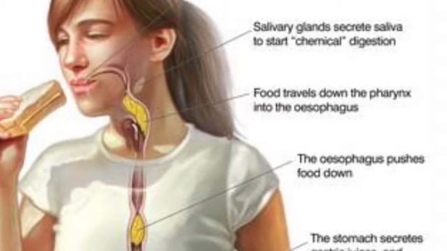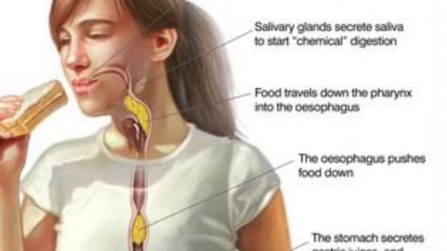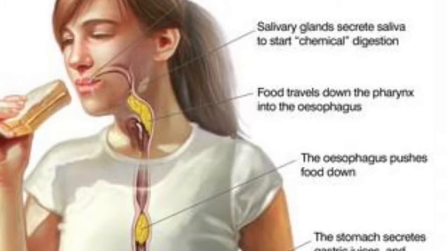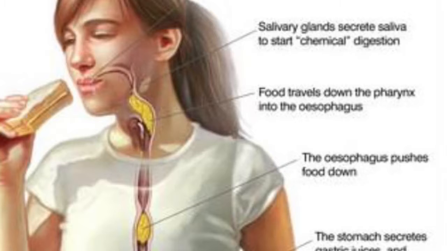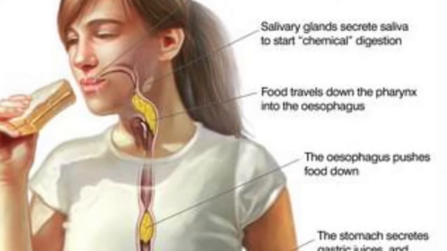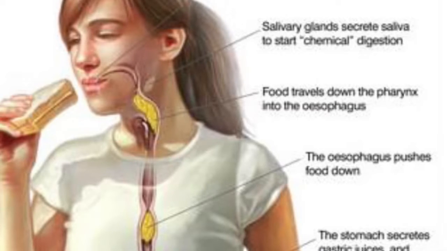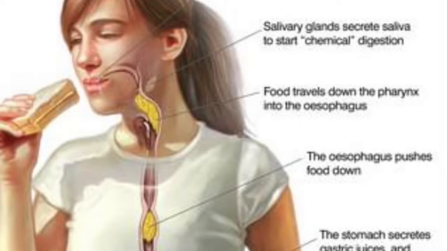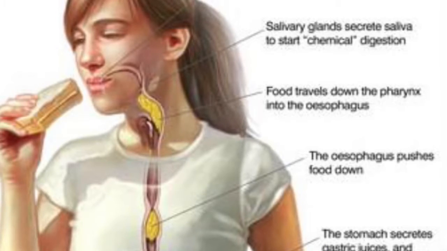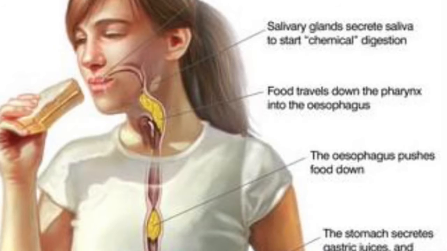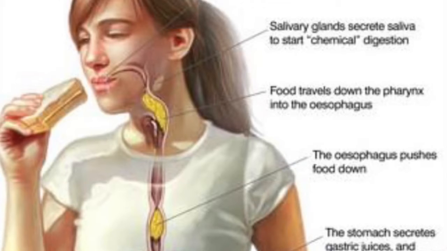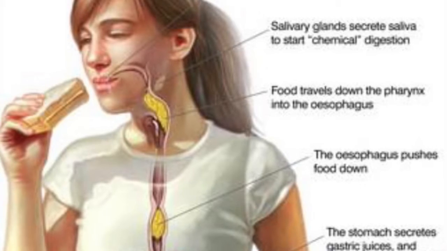Finally, I'm going to describe the path that your breakfast follows from the beginning to the end of the process of digestion. First, your teeth perform mechanical digestion. Then, the salivary glands secrete saliva to start chemical digestion. Next, the food travels down the pharynx into the esophagus. Next, the esophagus pushes food down. Next, the stomach secretes gastric juices and chemically digests food.